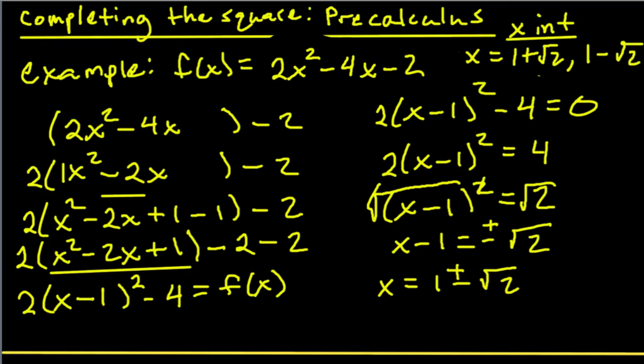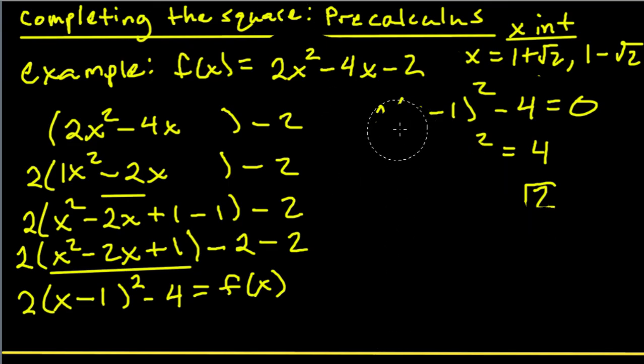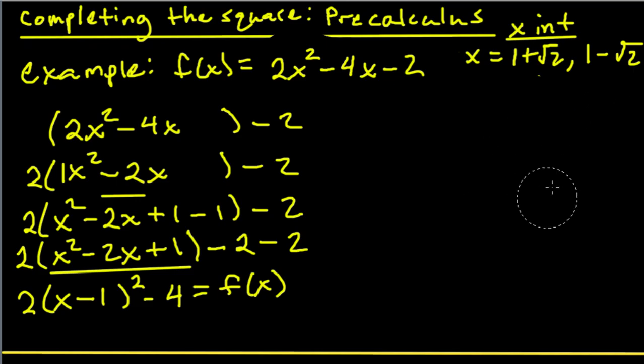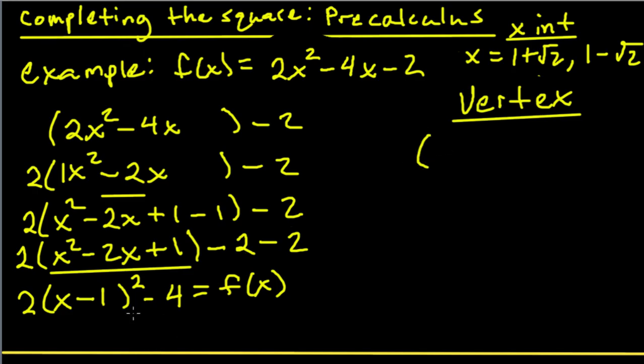Now let's look at the vertex. For the coordinates of the vertex, remember, if it's in the parentheses, you always take the opposite. So it's positive 1 instead of negative 1. And we always keep this the same, so it's negative 4. So that will be our vertex.